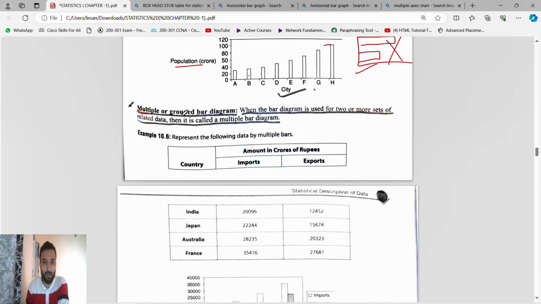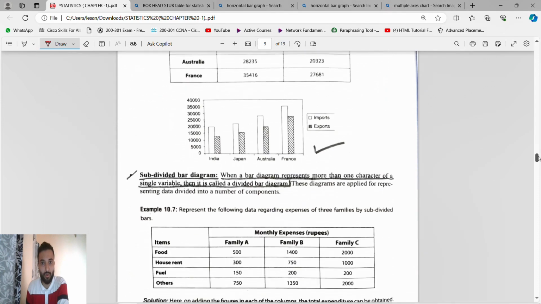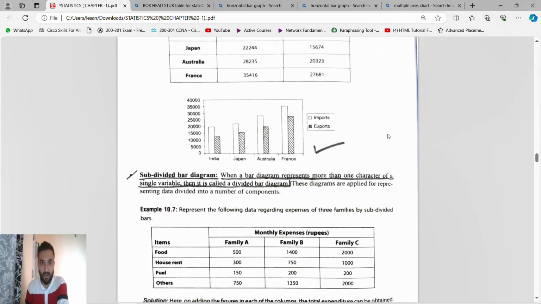Next is the multiple or grouped bar diagram. When a bar diagram is used for two or more sets of related data, it is a multiple bar diagram, like this. See, no need of memorizing the graph and all. Multiple means, see, for India they have given import and export. So India export, import, then Japan export, import, Australia export, import, France export, import.